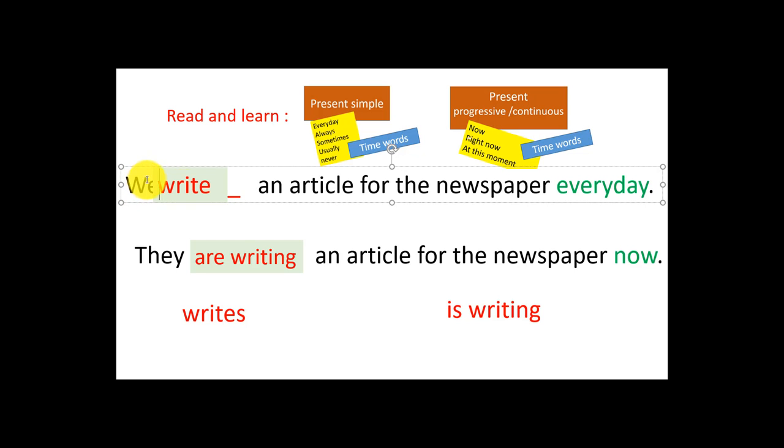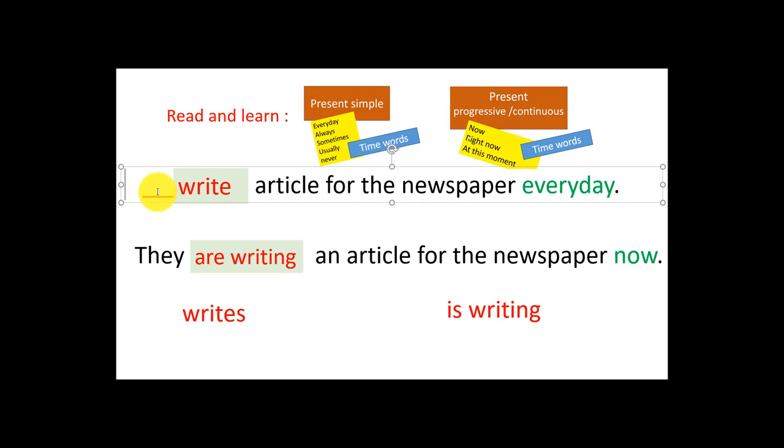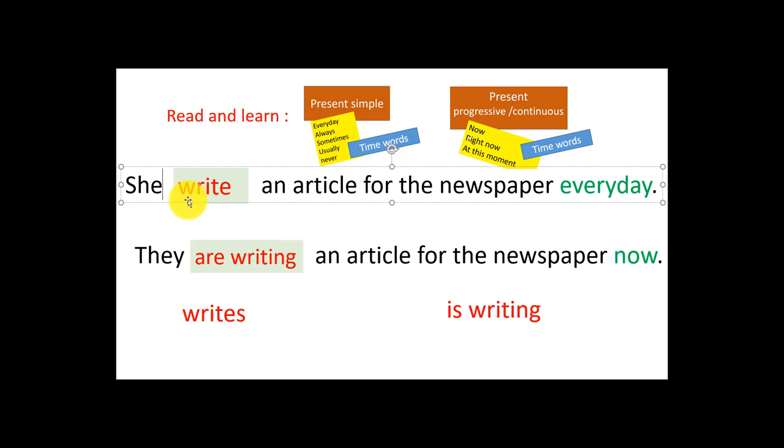we say we write, I write. We say also you write. We don't say you writes. You write an article for the newspaper every day. But if we have Fatma or she, what can we say? We will say she, not she write, we say she writes. She writes an article for the newspaper every day. Is it clear? Very good.